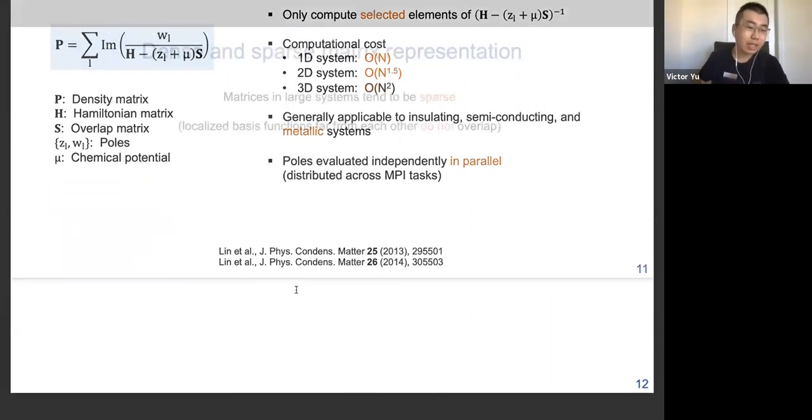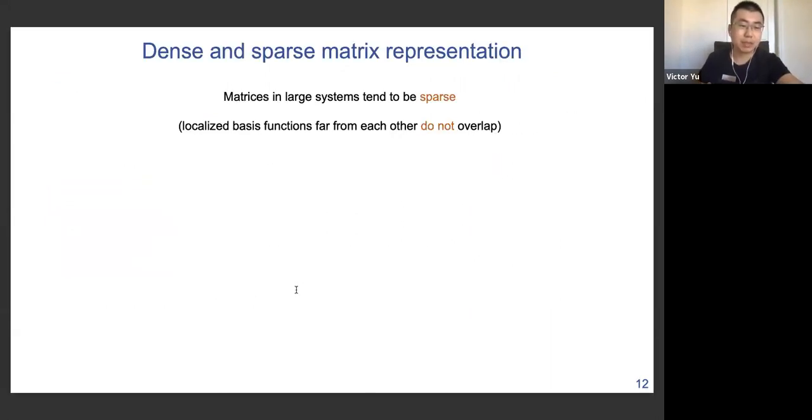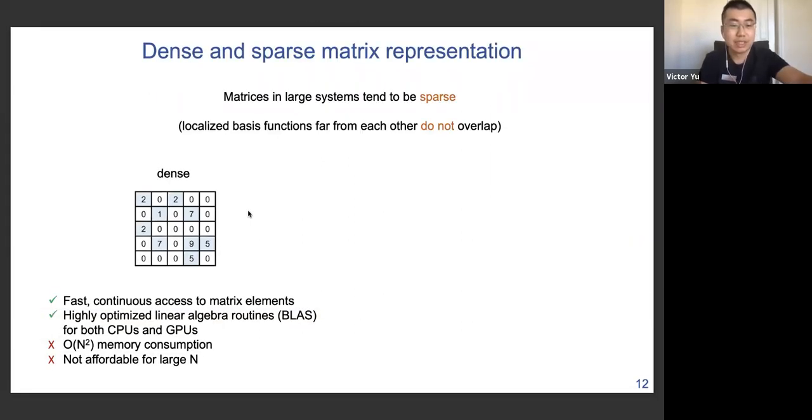Another feature of PEXSI is that instead of dense linear algebra, it actually leverages sparse linear algebra. Actually, for large systems, the matrices in DFT tend to be sparse, which is because the basis functions are localized. So for large systems, two basis functions far from one another do not overlap, so the corresponding matrix element would be 0. So there are two ways to represent a matrix in a computer.